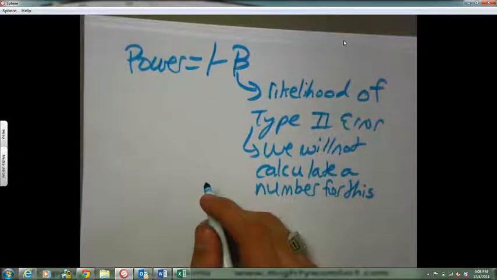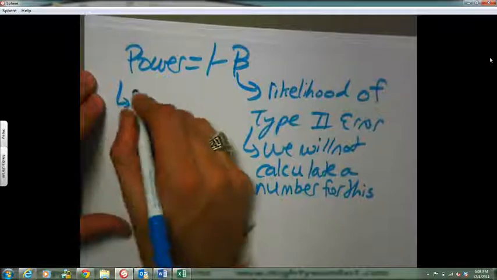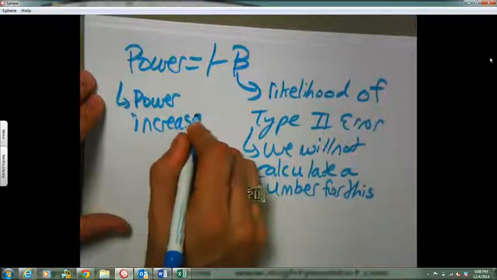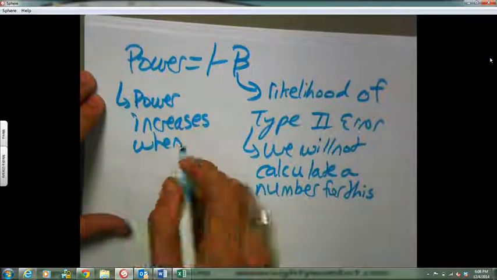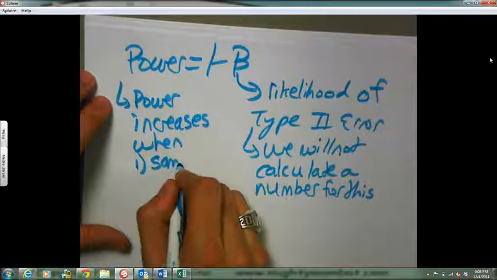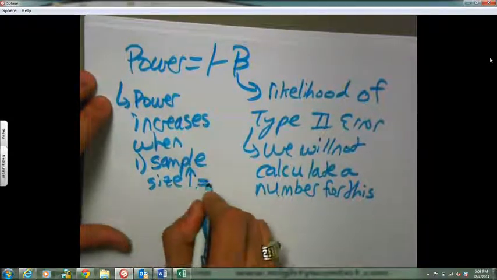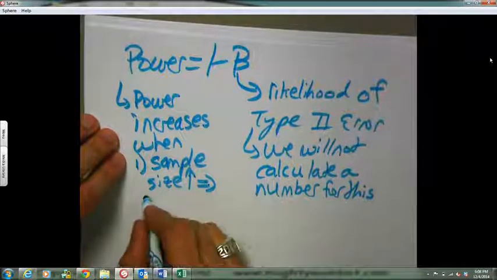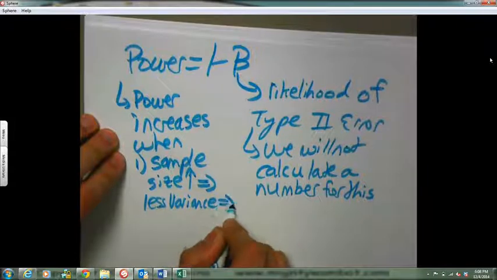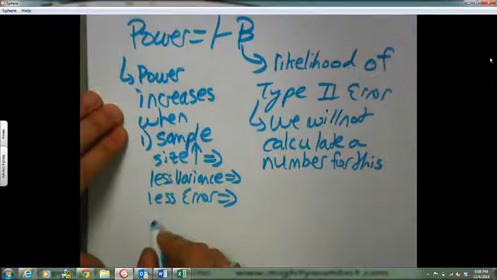So we need to know a couple ways to increase power. So power increases when, 1, sample size increases. Sample size increase leads to less variance, which leads to less error, which leads to higher power.